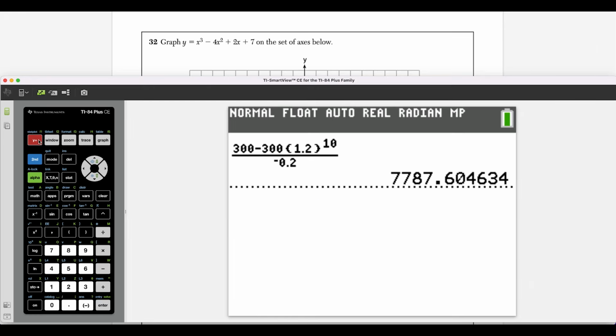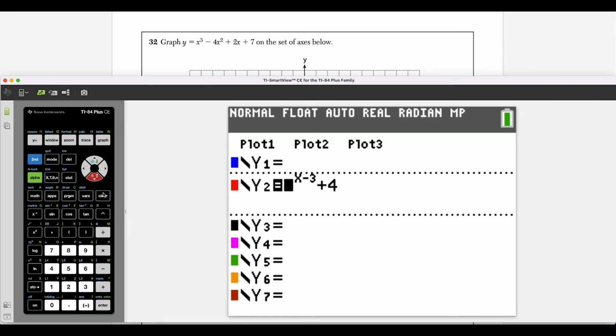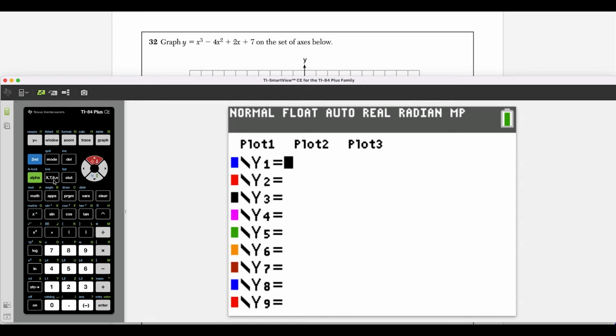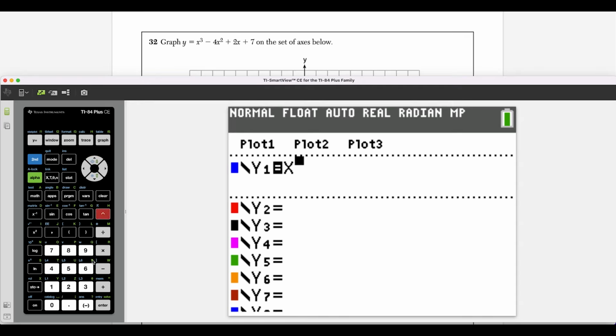Question 32, we just have to graph here. So I'm going to clear out what we had from before, and we're going to type this function in. We have x to the third power, so I hit x, and I hit this up arrow here, or I think they call it the caret button. And we have minus 4x squared plus 2x, and then plus 7.